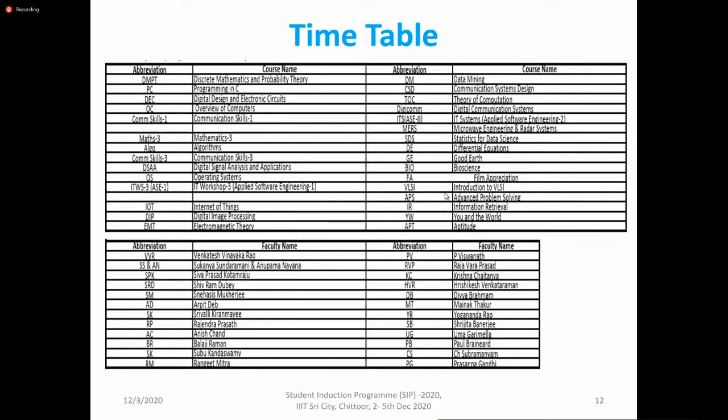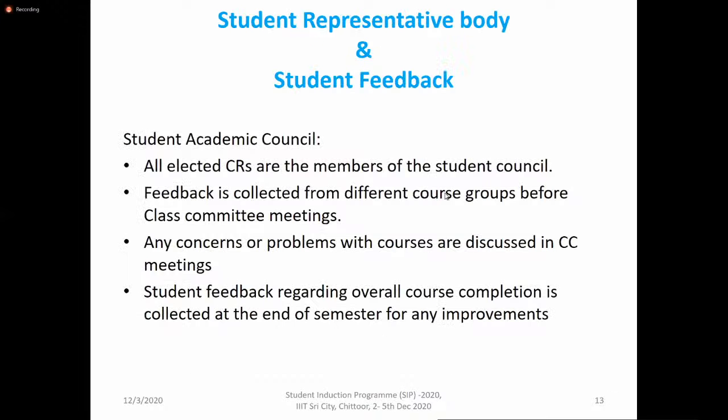This is one example, about the different courses. Let's say the overview of computers course will be taught by Dr. Achintya, so his name will appear against that course. You have to see who is teaching that course, and what the naming convention and other things are, from the timetable.